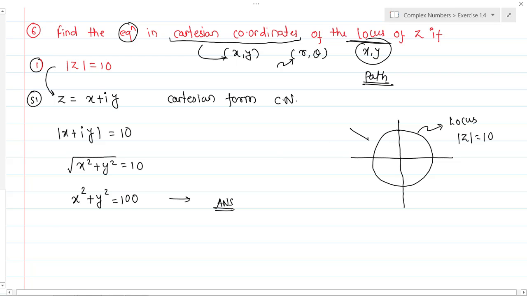No need to draw this figure. I only told you this to explain what locus is.